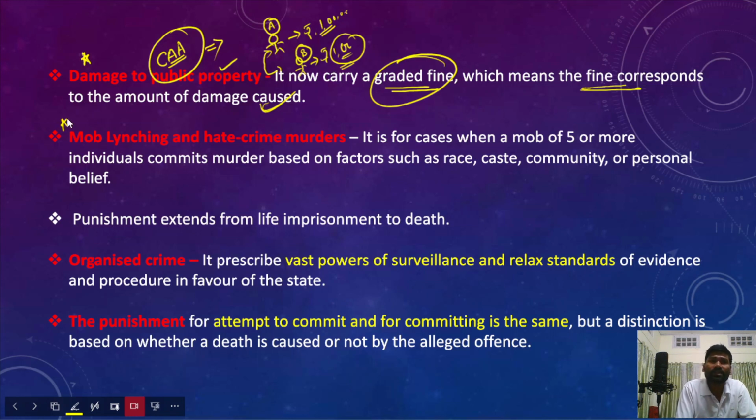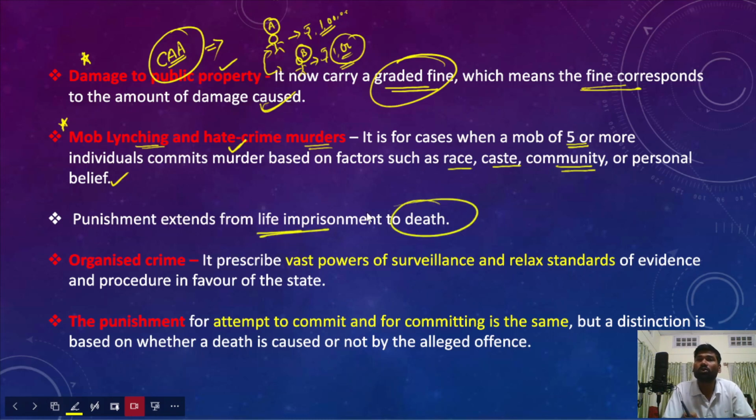And after that, India as a country had seen mob lynching, hate crimes and murders previously. Therefore, the Bharatiya Nyaya Sanhita introduced specific provisions with respect to mob lynching and hate murders. Where a mob of 5 or more individuals commits a murder based on race, caste, community or personal belief, the punishment extends from life imprisonment to death, right? So such mob lynching would attract life imprisonment, or even the death penalty.